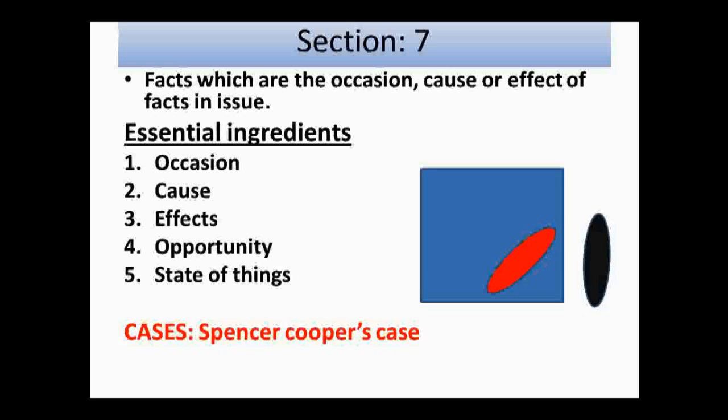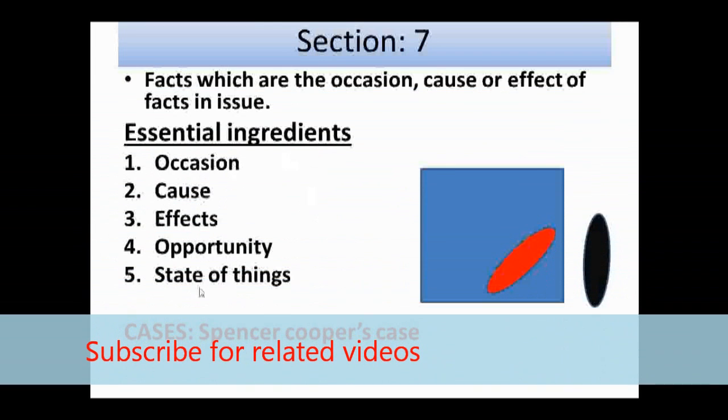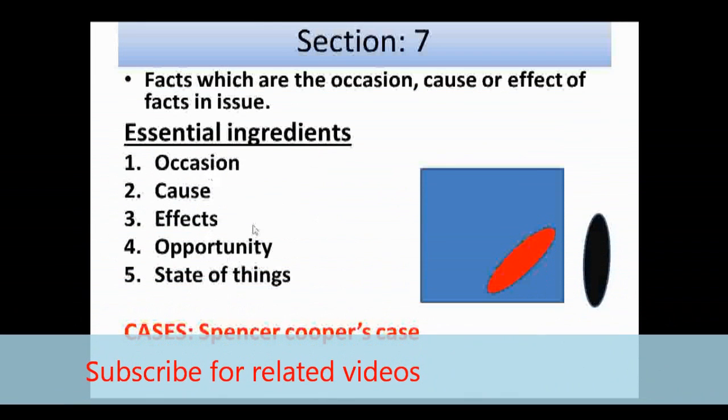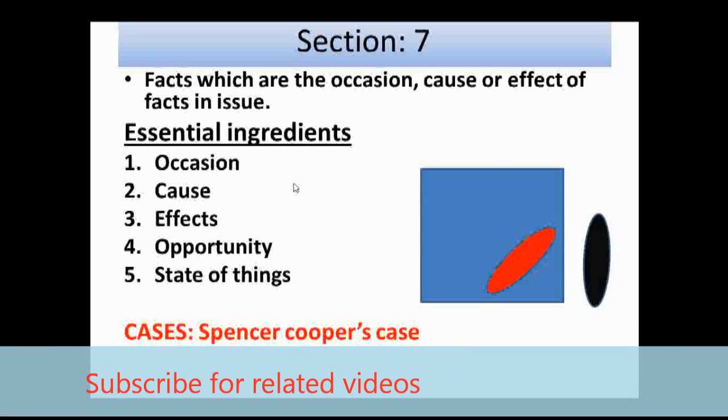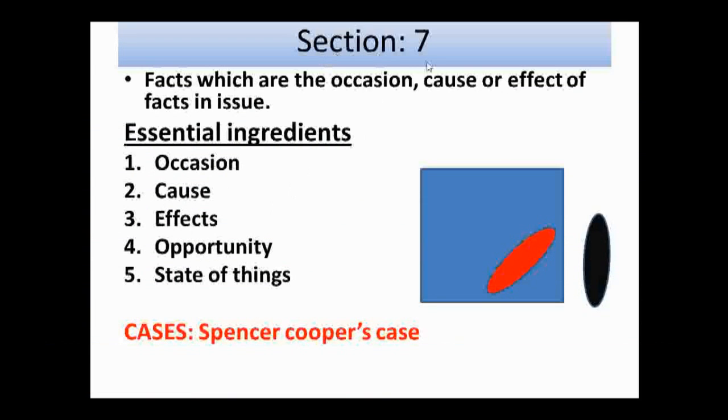So let us talk about section 7. It starts with the facts which are the occasion, cause or effect of a fact in issue. So here are some of the essential ingredients of this section, that is occasion, cause, effect, opportunity or state of things. If any fact comes under these ingredients, that means that fact is relevant in the proceeding of a court under section 7.